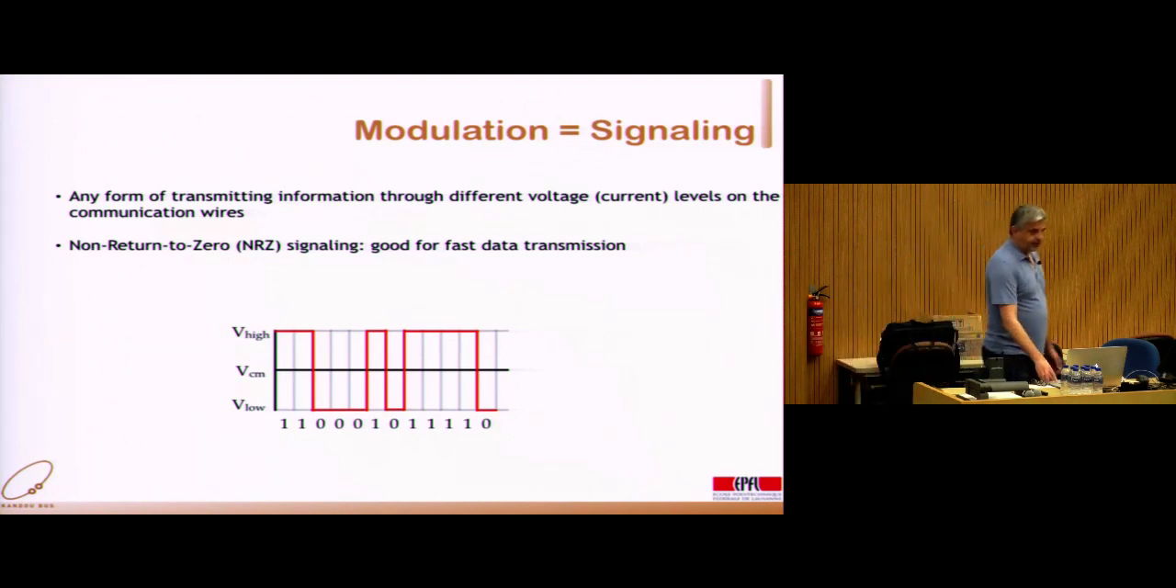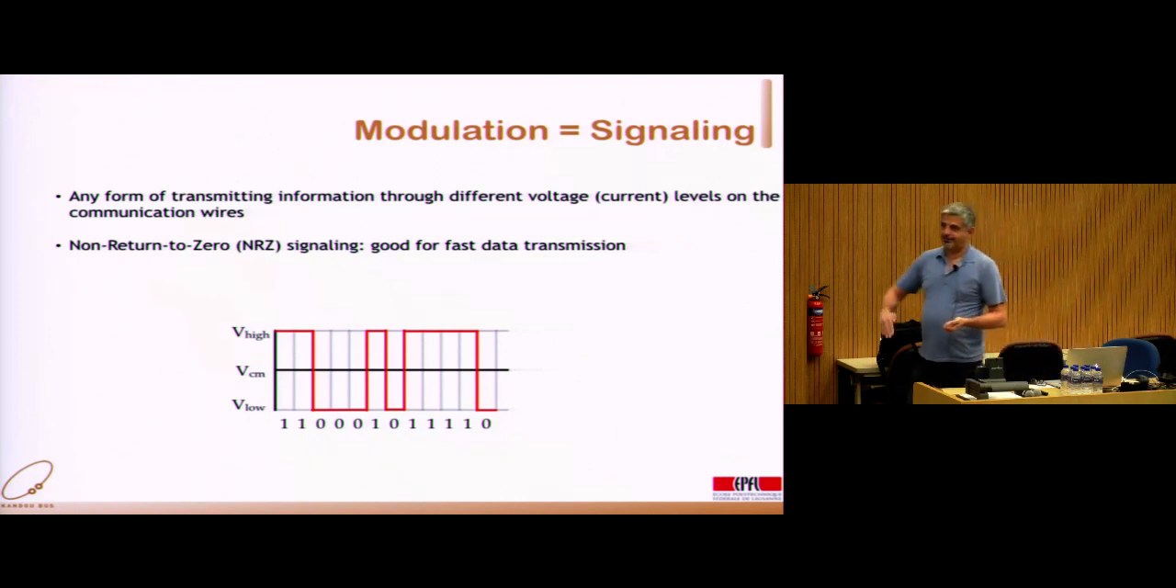It's called non-return to 0 signaling, which means that there used to be something that was return to 0 signaling, where you go up, and then you go to the middle, and then you go down or up again. In high speed, it's impossible to use that.